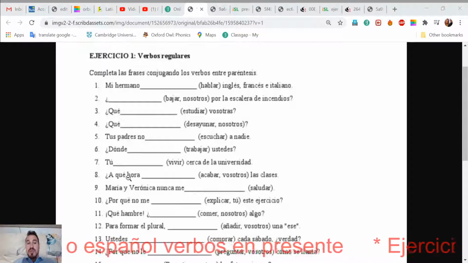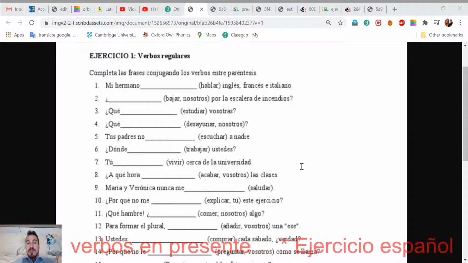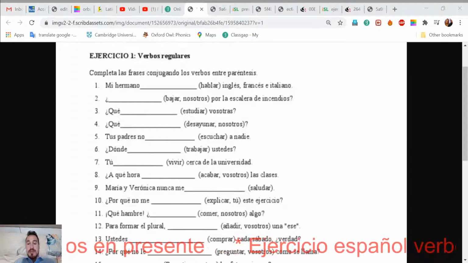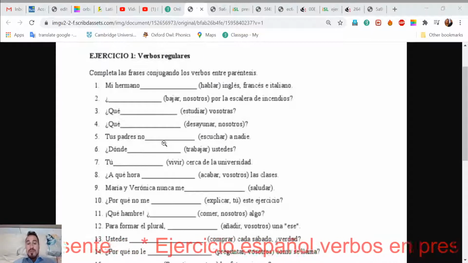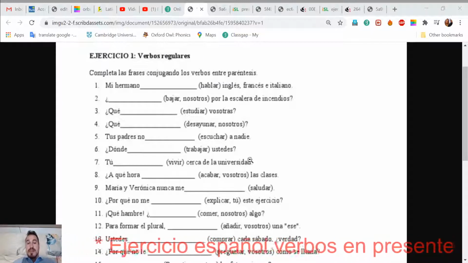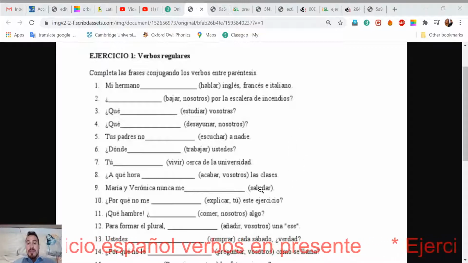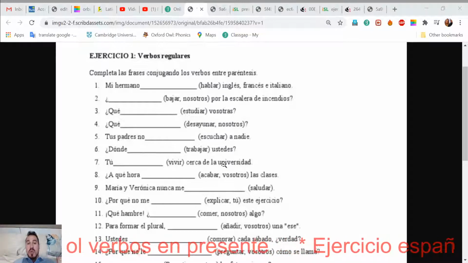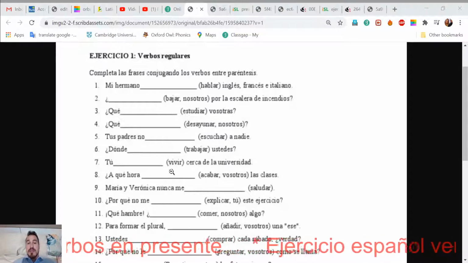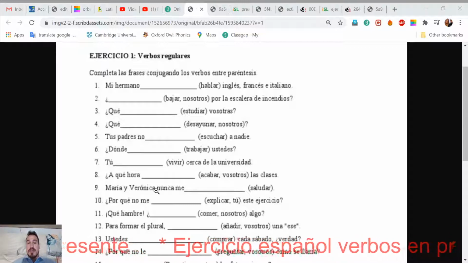7. Tú cerca de la universidad. So this is tú. We always have an S at the end. So tú vives cerca de la universidad. So as you can tell by now, the AR verbs always have an A there. So an A, sometimes only an A, sometimes an A and something else.